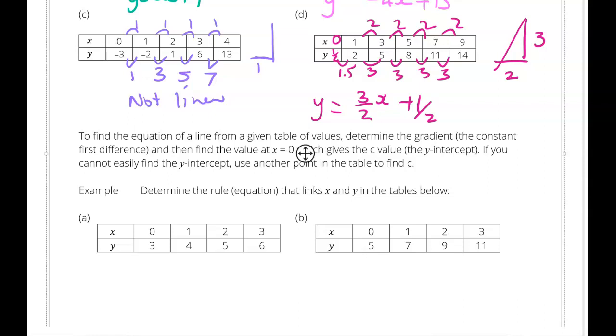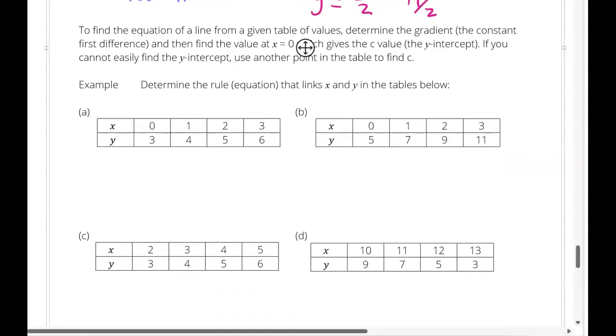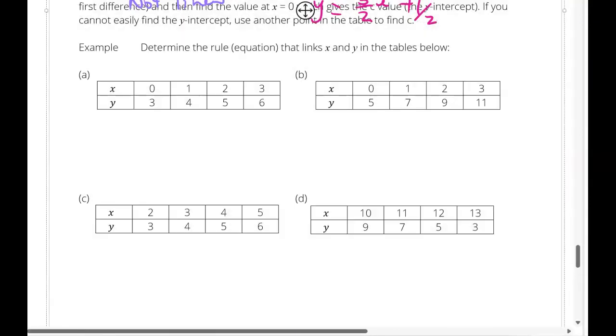All right, and then we've got the last few. So have a go at these ones. See if you can come up with them yourself this time.